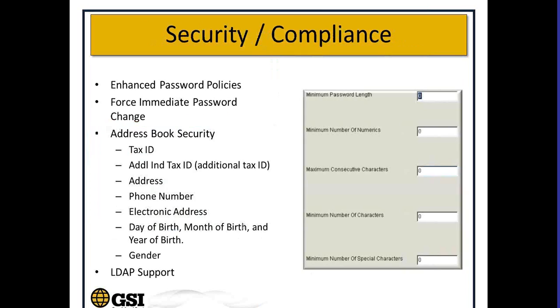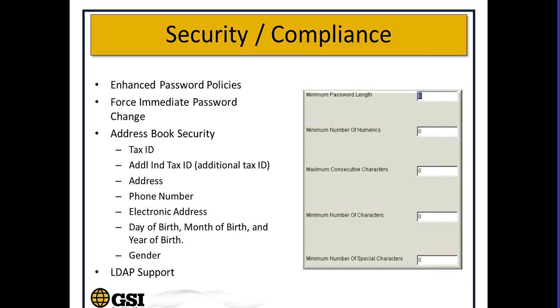Security and compliance. You've got forced immediate password change on login. You've got the capability for enhanced password policies, so special characters, minimum number of characters. Address book security, which is really nice. You can hide tax ID, address, phone number, date of birth, gender, all that kind of stuff can be hidden in EnterpriseOne now. It didn't used to be natively supported. You had to write customizations.